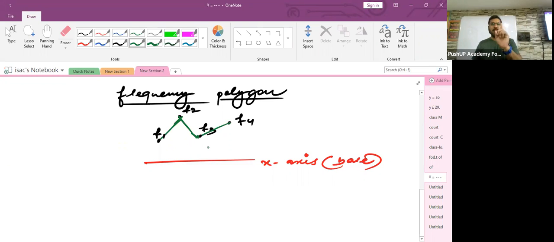Remember, children, the points should be the frequencies for each and every class interval. I repeat, the points which you are connecting on the graph paper should be what? The frequencies. Okay? Don't forget. Frequencies for each and every class interval.